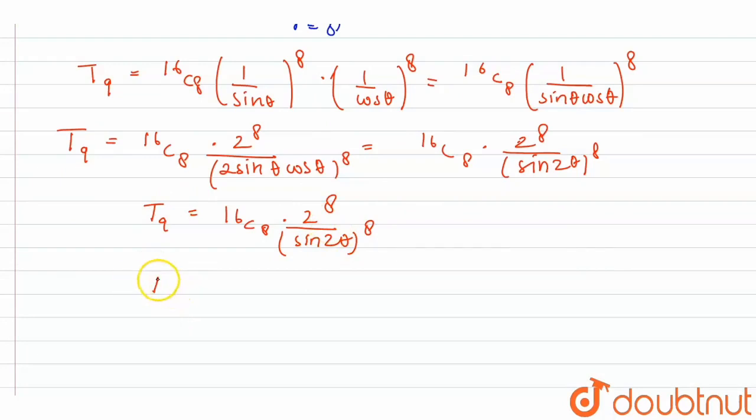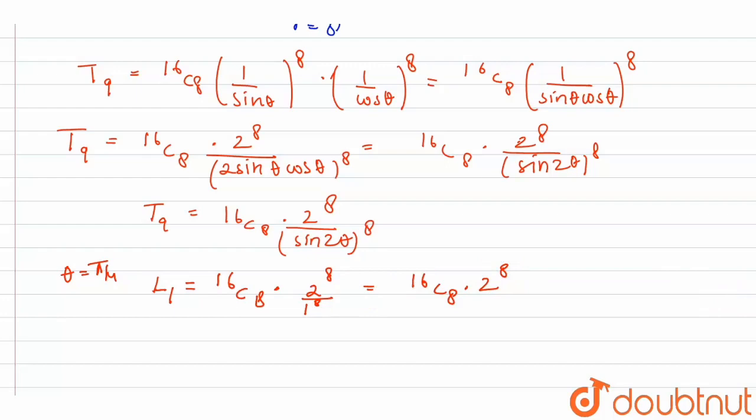It will be L1. So L1 is equal to 16C8. Now here we are putting theta equal to pi by 4. So 16C8 into 2 to the power 8, and sin 2 into pi by 4 will be sin pi by 2, and sin pi by 2 is 1 only. So 1 to the power 8, and L1 is 16C8 into 2 to the power 8.